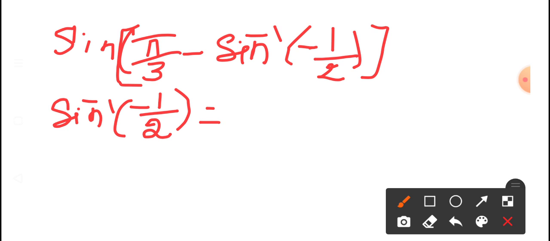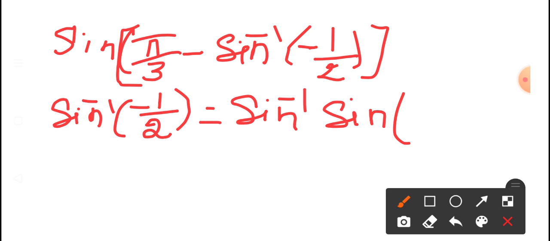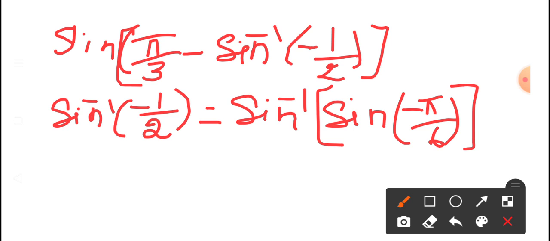What is the value for minus 1 by 2 in terms of sine? Sine 30 degrees gives 1 by 2. Here the minus symbol appears, so sine of minus pi by 6. Sine is an odd function. So sine inverse of sine of minus pi by 6. Sine inverse and sine cancel, so the answer is minus pi by 6.